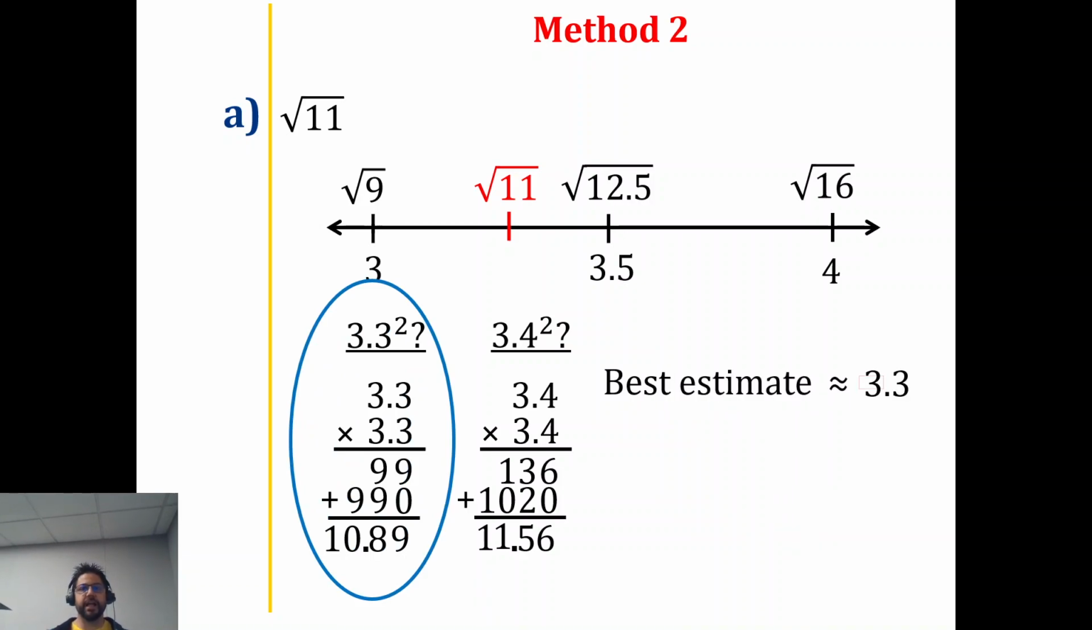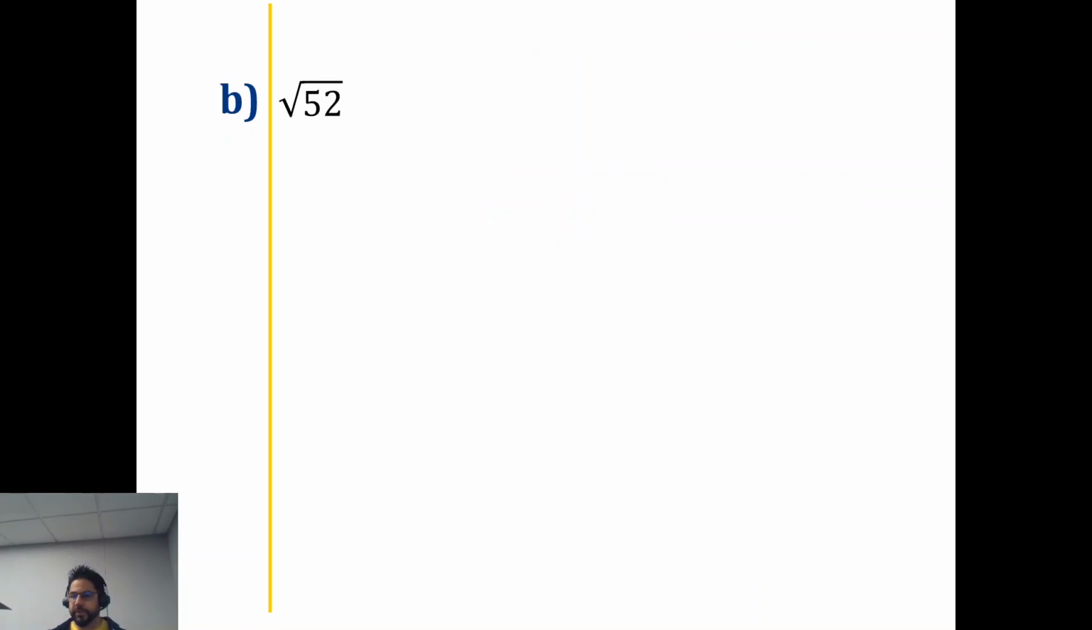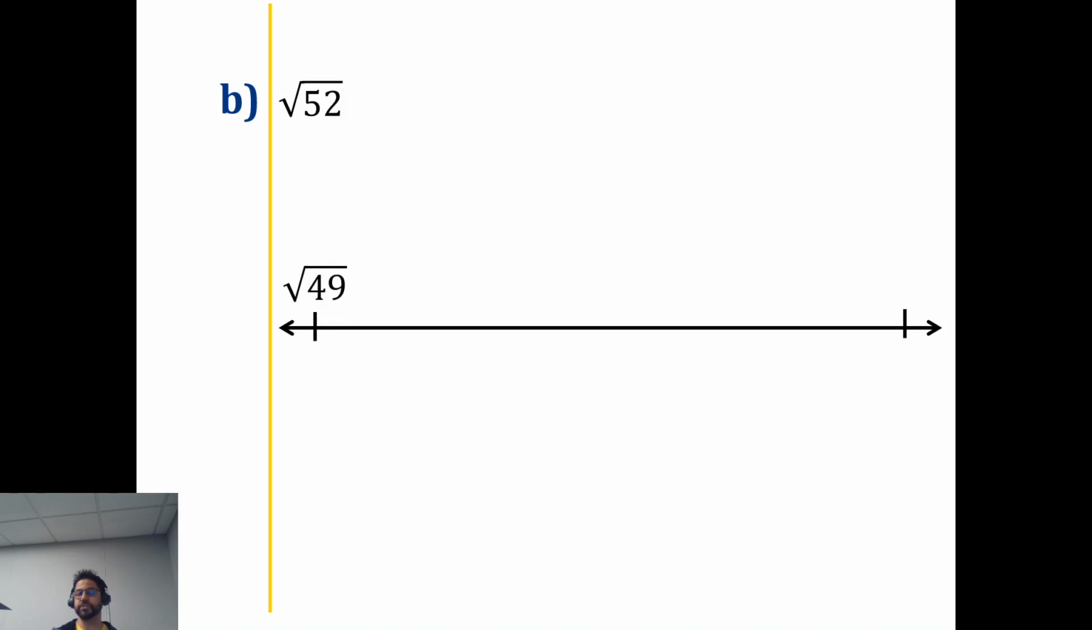All right, let's try another one. Square root of 52. We're going to start off with that process of, okay, what is it in between? We want it in between two perfect square roots. So we're going to say the square root of 52 is between the square root of 49, which is a 7, and the square root of 64, which is an 8. So it's going to be somewhere in between 7 and 8.